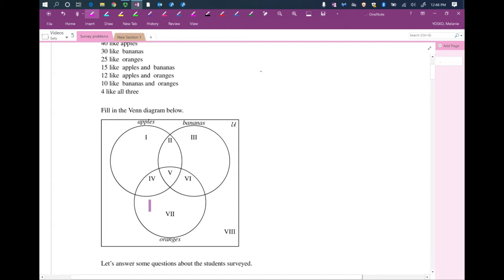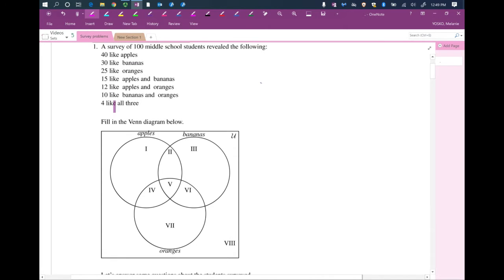We're always going to start with the most restrictive region, which we've labeled as region 5. And we can see in our list of information, 4 students like all three. So that's going to be this middle region, region 5. So we're going to put a 4 right here. And then we go up. Usually when you're working these problems, start at the bottom and work your way up.